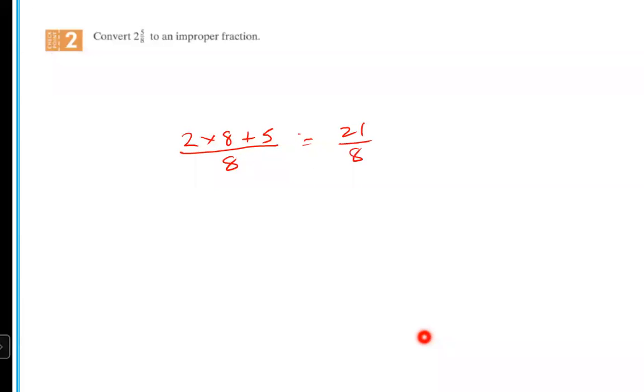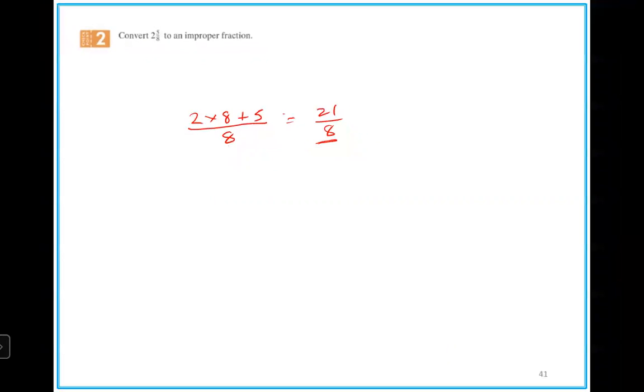So you multiply the whole number and the denominator, and then you add the numerator to it, and then you put your answer over the denominator. So in this case, it's 21 over 8.